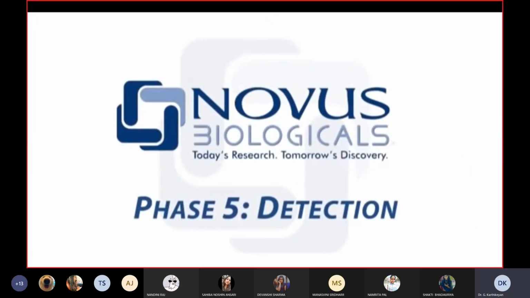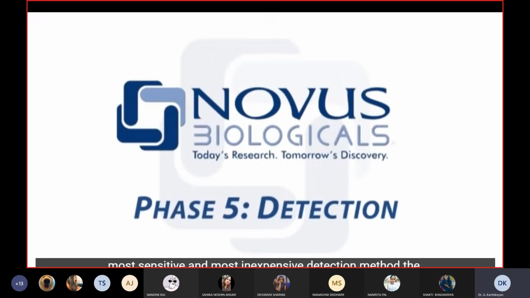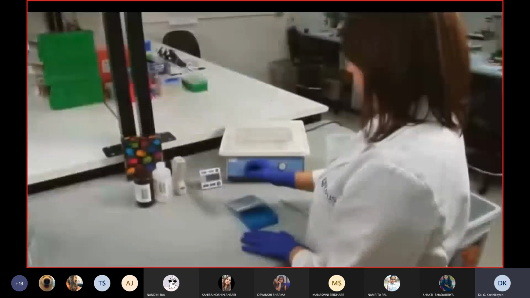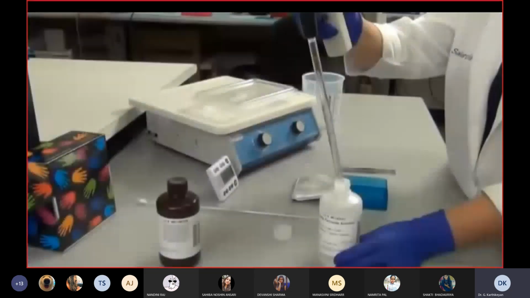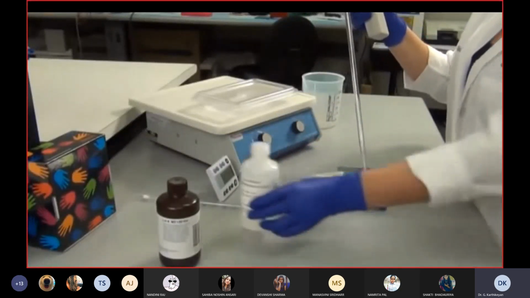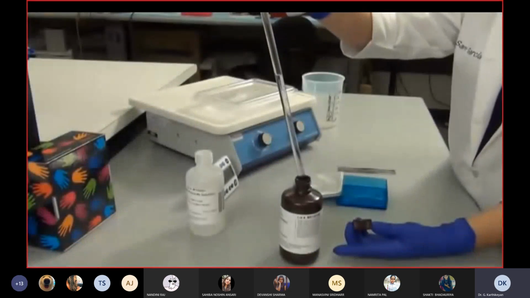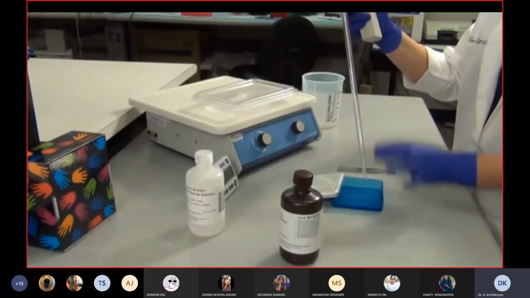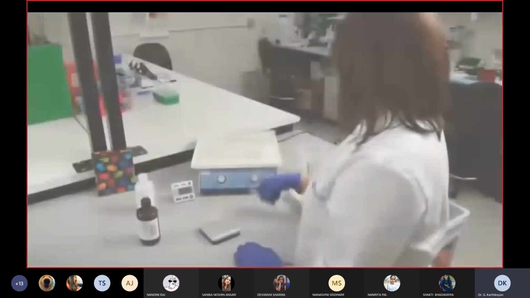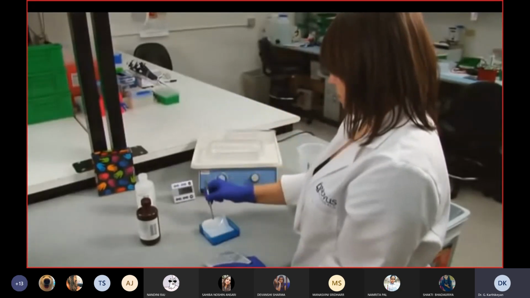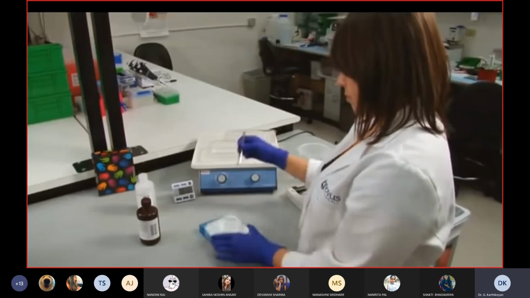In this final phase, we will demonstrate signal development using the most common, most sensitive, and most inexpensive detection method, the electrochemiluminescent, or ECL, reaction. This method utilizes the HRP enzyme, which was conjugated to the secondary to catalyze the ECL reaction and produce light. The light is then gathered onto X-ray film and developed, or digitized with the aid of a specialized camera sensitive enough for this application. We start by mixing equal parts ECL reagents in a 1-to-1 ratio according to the manufacturer's instructions. We will incubate the membrane for 3 to 5 minutes without agitation.